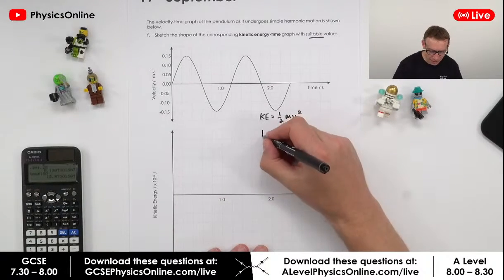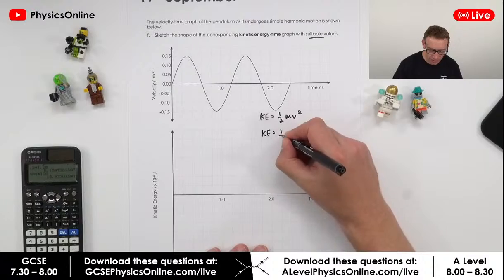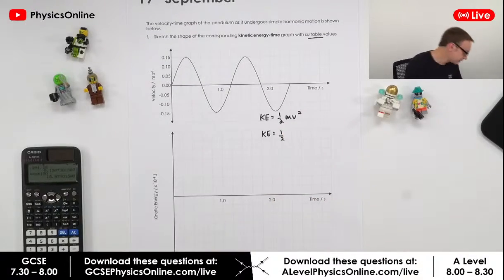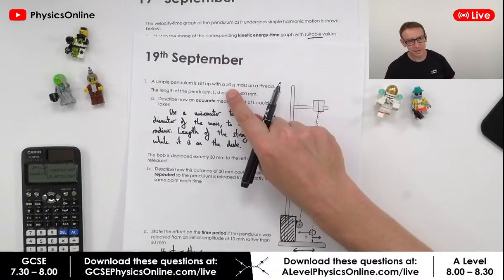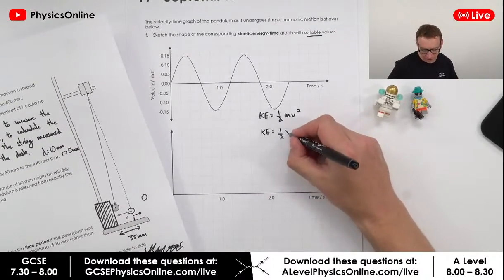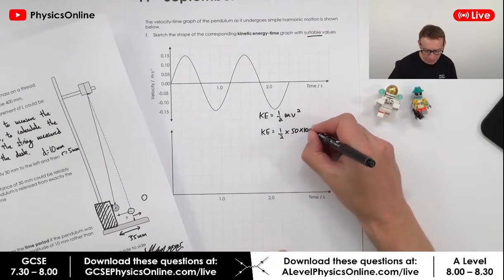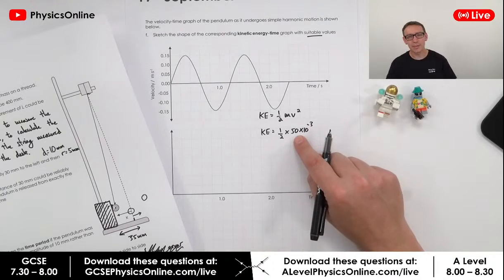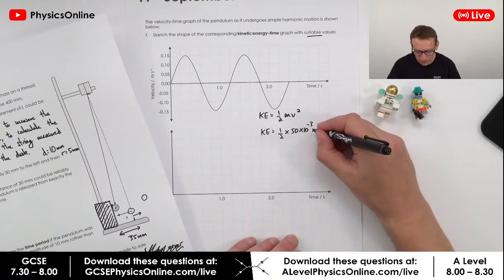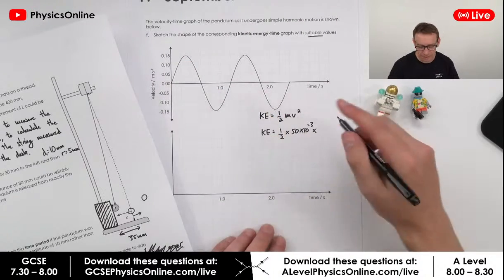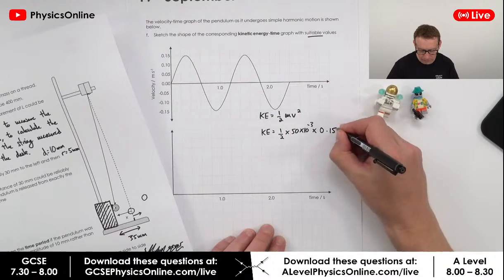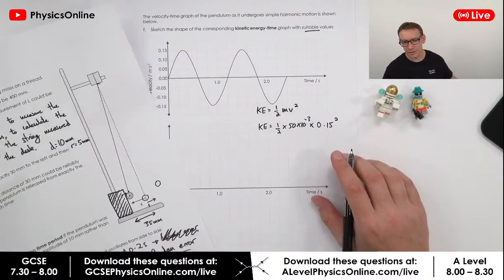Now here, the kinetic energy is going to be equal to half of the mass. And it said, back at the start of the question, we've got a mass of 50 grams. So that's times 50 times 10 to the minus 3, because we're converting our mass from grams into kilograms. We're going to multiply that by, let's look at the maximum velocity. So the maximum velocity over here is 0.15 meters per second. So that's going to be squared.